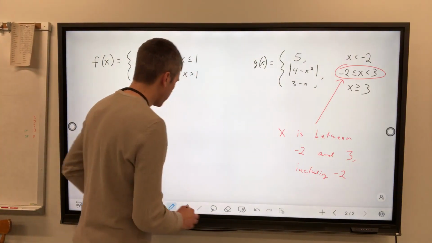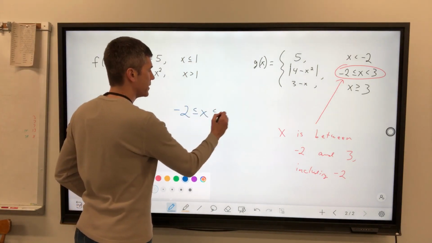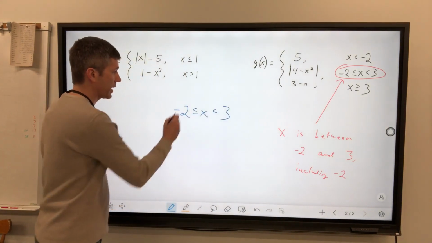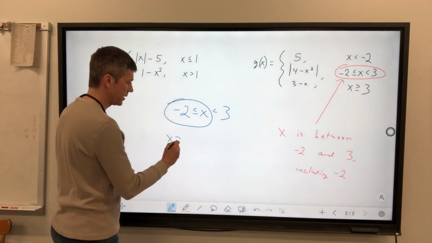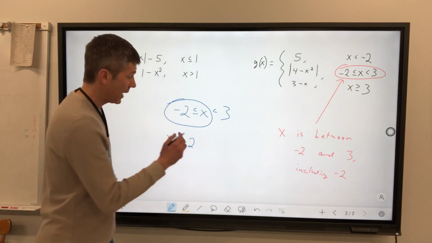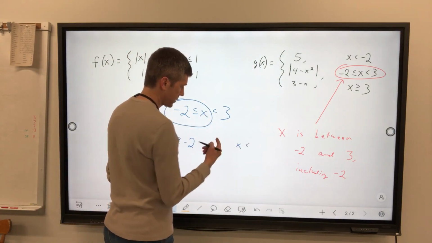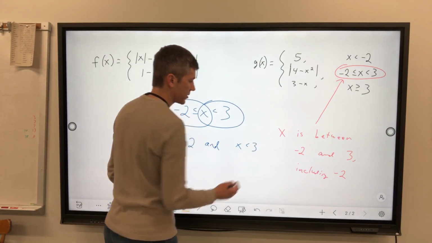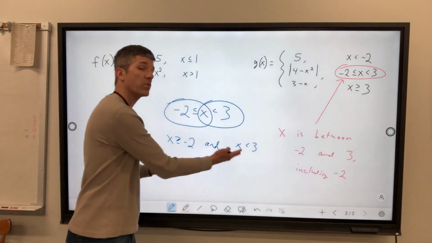One other way, and I'll explain this later in another part of the video, I'm going to do it already here. Another way I could look at it is by just looking at that part, and I'm going to write that backwards. I would say that x is greater than or equal to -2. And I would also say x is less than 3. So this is the set of all numbers that satisfies both of these conditions.